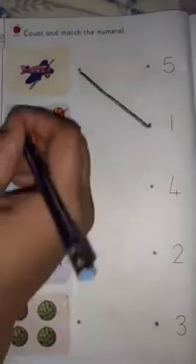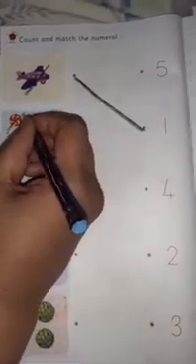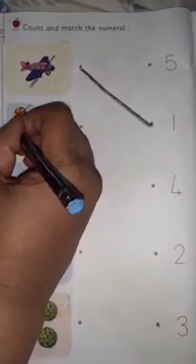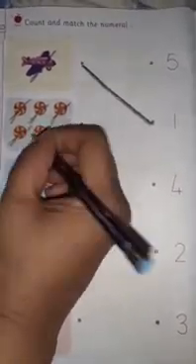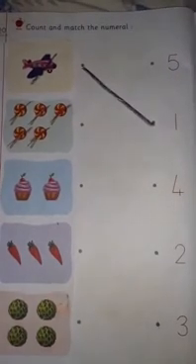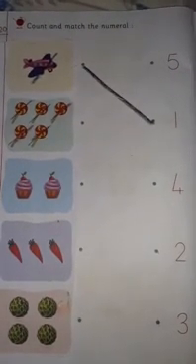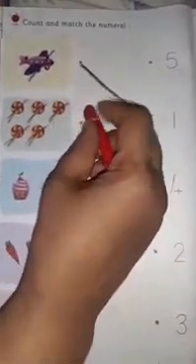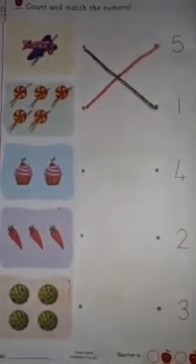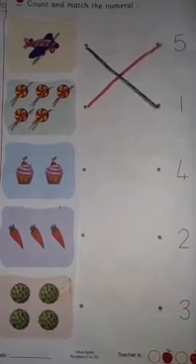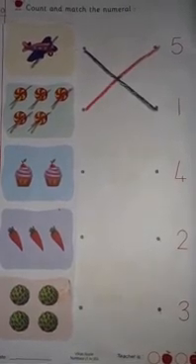Go to the next set of objects. 1, 2, 3, 4, 5. We have 5 lollipops. And where is number 5? Yes, this is number 5. Match the objects to the number. You can use different crayons to match different numbers.